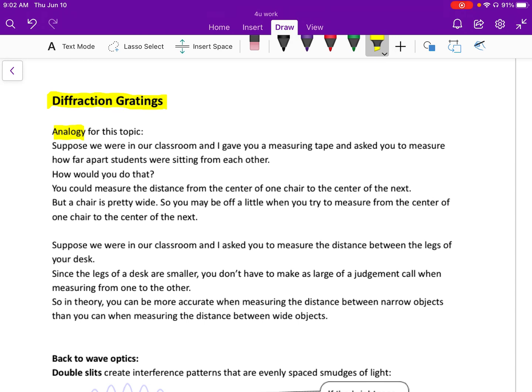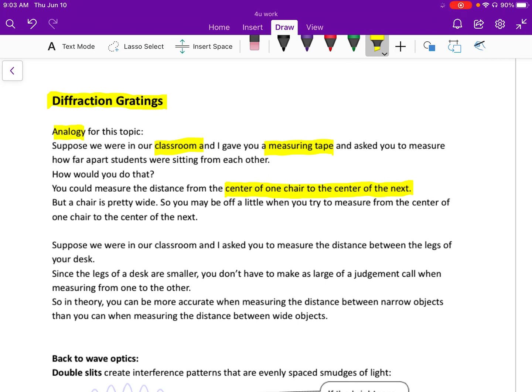So let's pretend, good old days, we're sitting in our classroom and I gave you a measuring tape and I asked you to measure how far apart students were sitting from each other. At the start of COVID, I literally had to do this, walk around and make sure chairs weren't too close together before we switched to cohorts and hybrid learning and all that good stuff. So let's say you've got the measuring tape and you're trying to figure out how far apart people are. One way to do it would be to measure from the center of one chair to the center of the next chair.